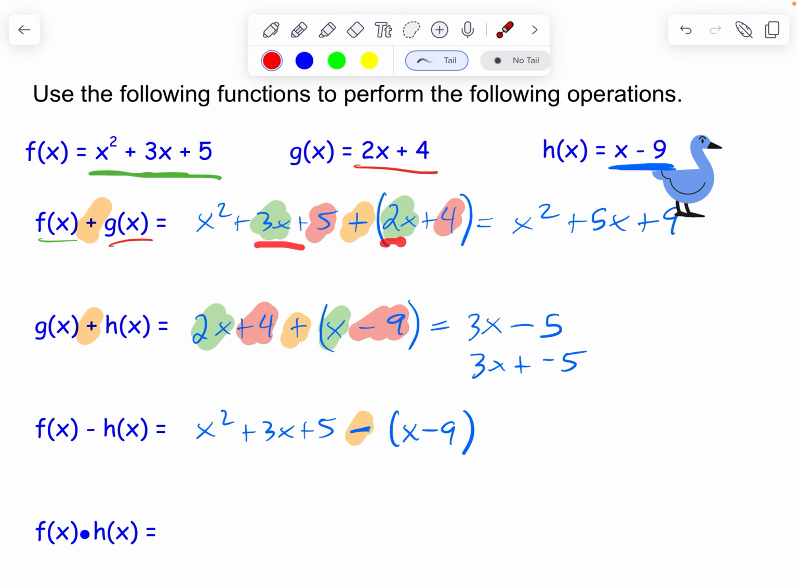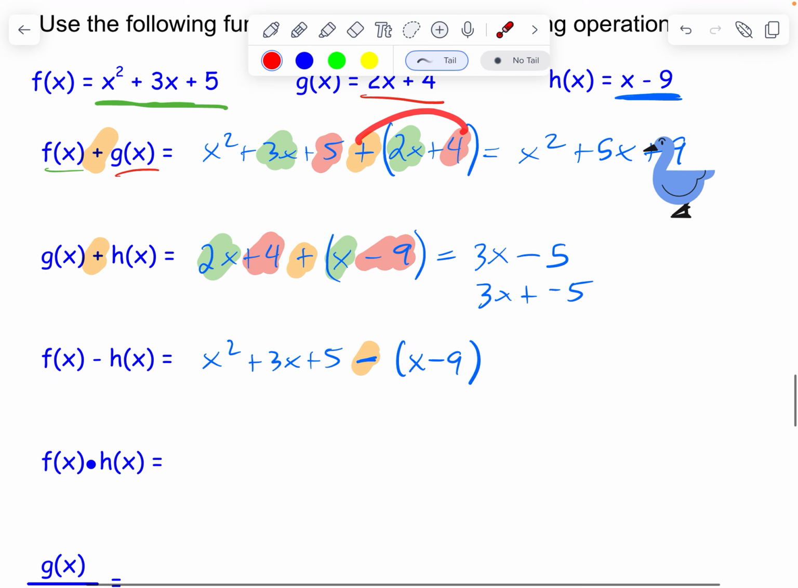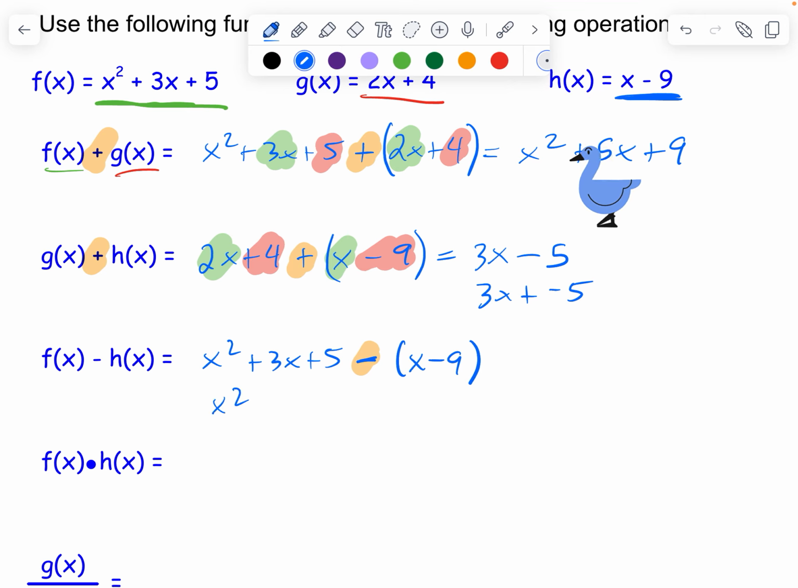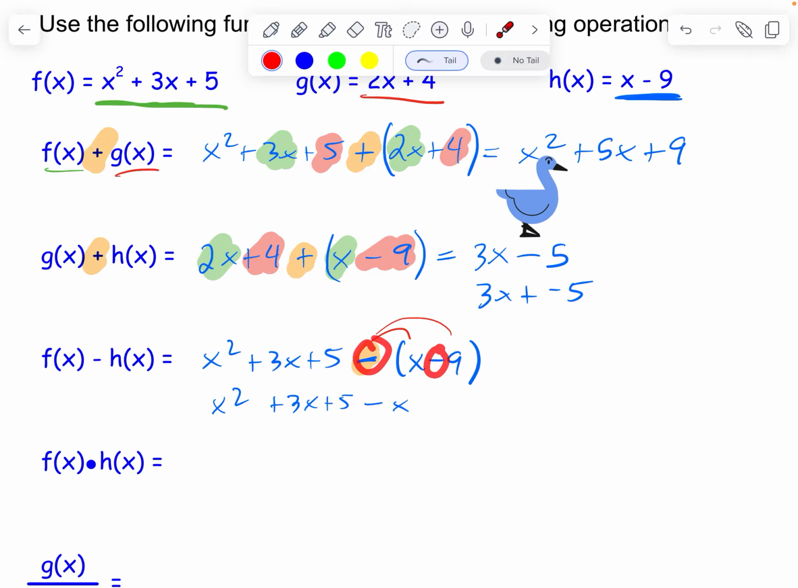It's still 3x plus 2x is 5x. It's still plus 5 plus 4. So it's fine. But here, this negative gets distributed to both of these because I'm subtracting all of this. So it's really like x squared plus 3x plus 5, and then if you distribute to both, it makes the x minus, but then it makes what's a negative and a negative? Two negatives make a positive, so it's plus 9.